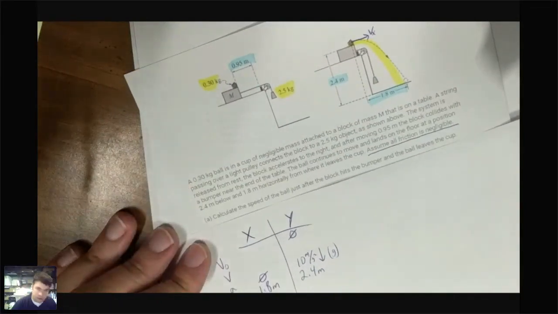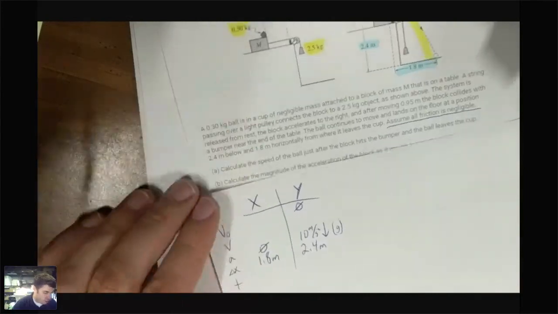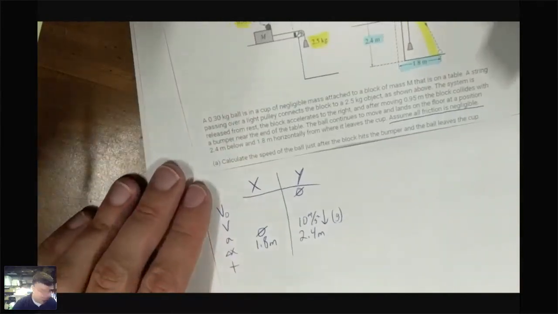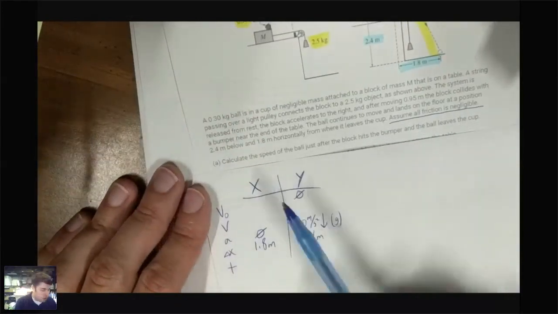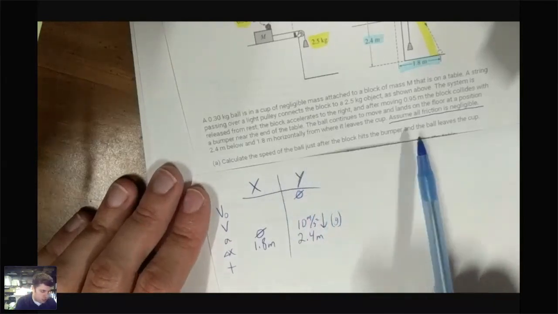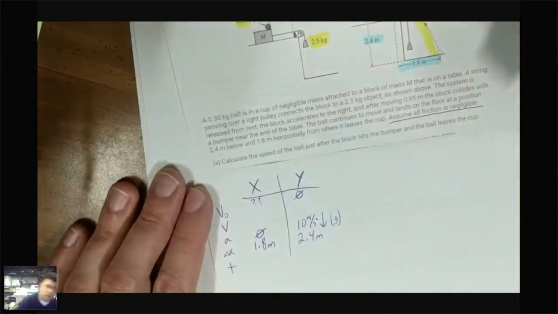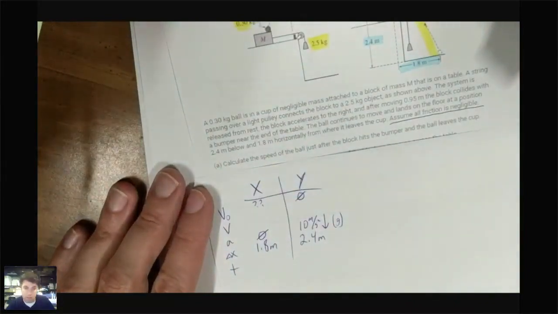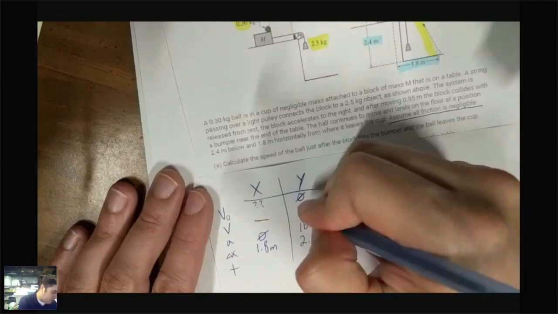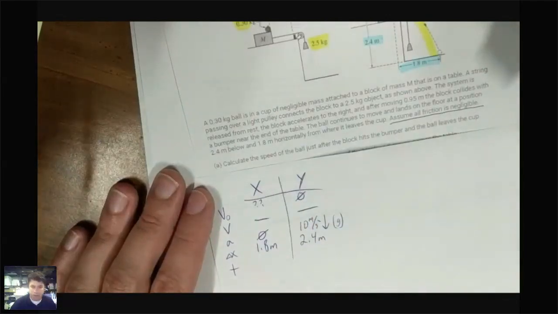So what are we supposed to find here? Because that will give me some clues as to where to go from here. So we're supposed to find the speed of the ball. Speed of the ball just after the block hits the bumper and the ball leaves the cup. Okay, so that is a horizontal velocity that we're trying to find. They don't tell me anything about final velocities, so I'm going to kind of ignore that for right now. That's not needed to solve this question.